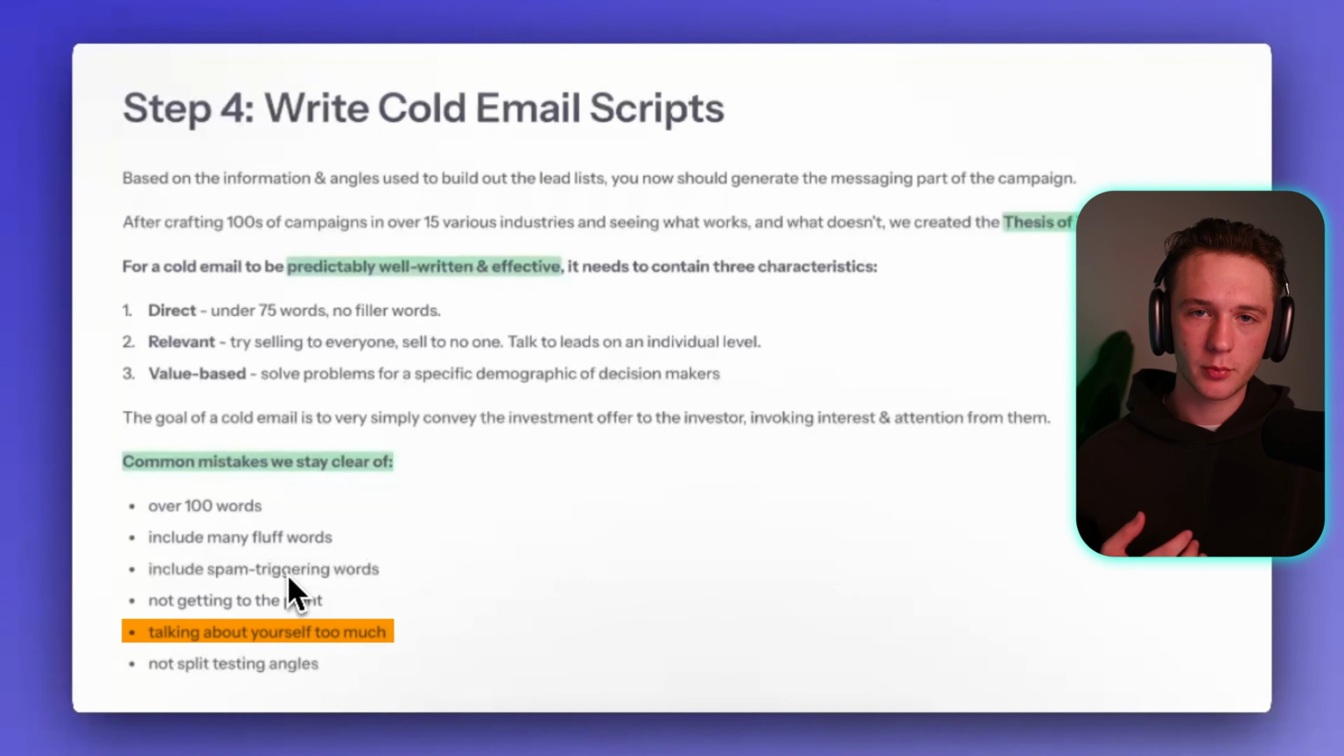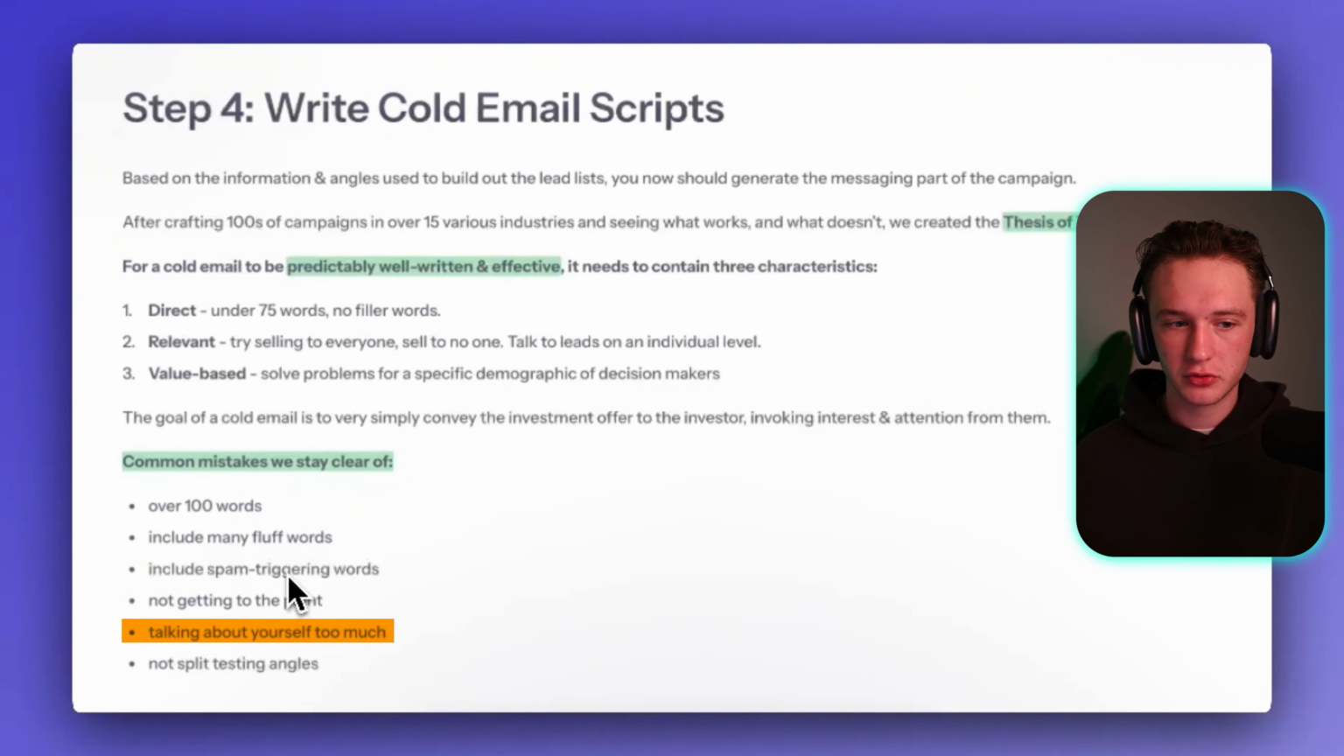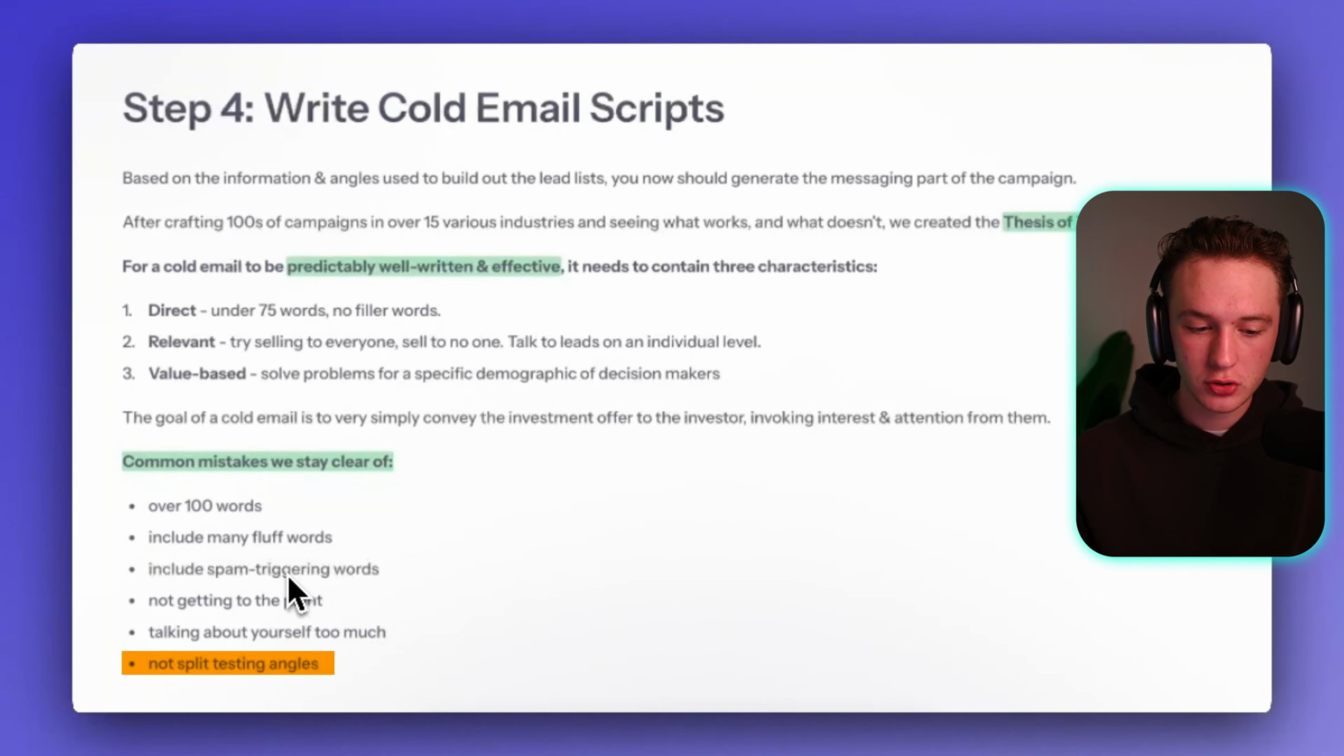So talking about yourself too much is not good, right? Obviously, I'm not saying don't talk about yourself at all, because that's the whole point of pitching an investment, but make sure you keep it on a very conservative level. And then also not split testing, right? So if, for example, you run 3 different variants of your cold email script and one's working better, you need to be able to take that one variant and push more volume to it.